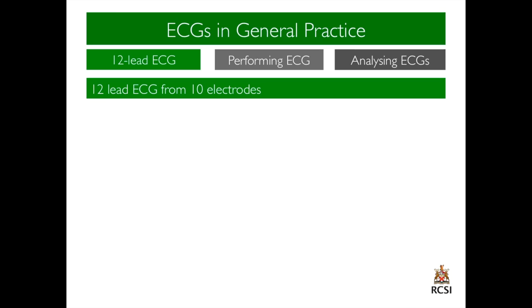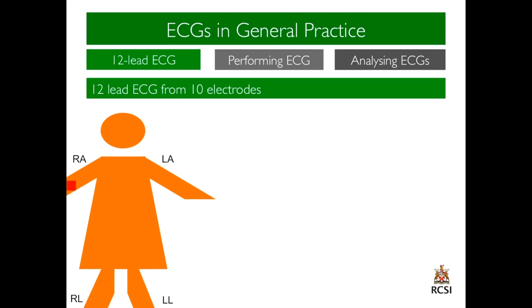A 12-lead ECG is made from 10 electrodes placed on the skin. Like a traffic light, a red, yellow and green electrode is placed on the right arm, left arm, and left leg, and a fourth electrode is placed on the right leg.